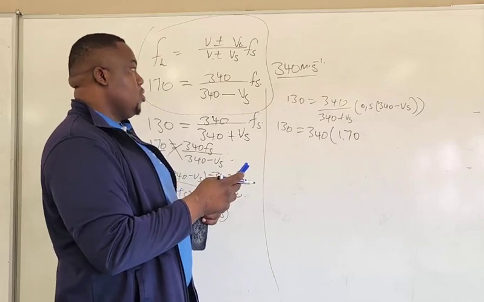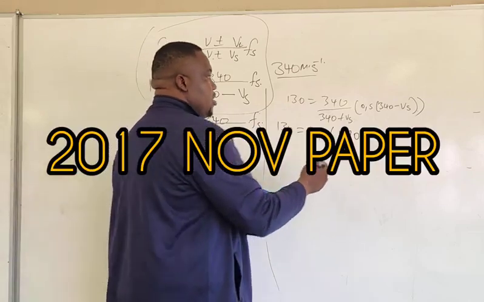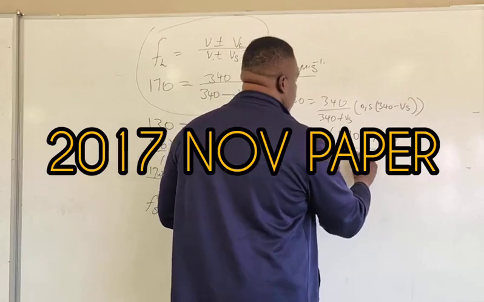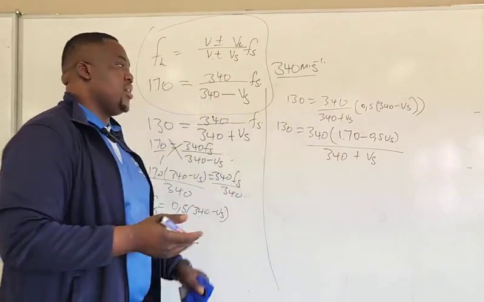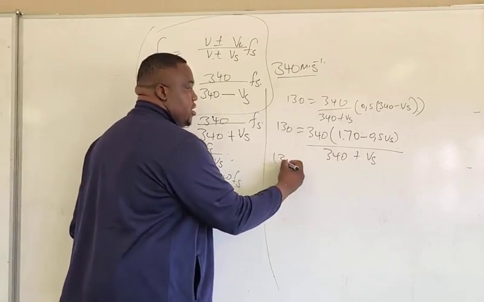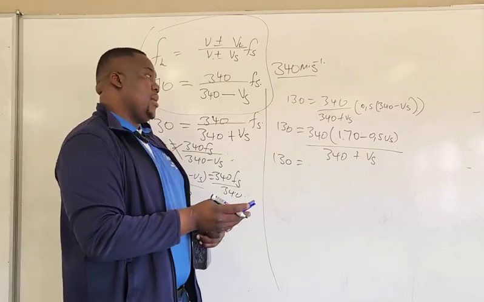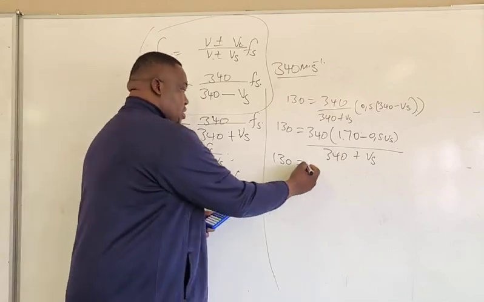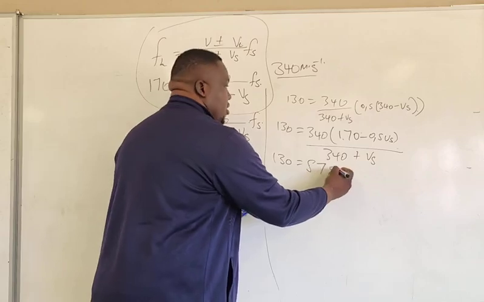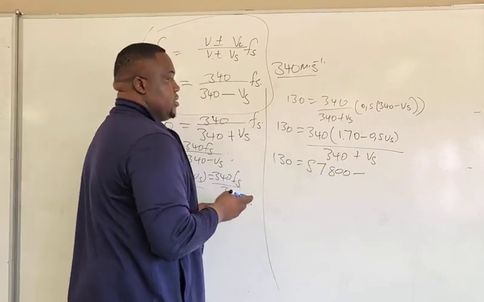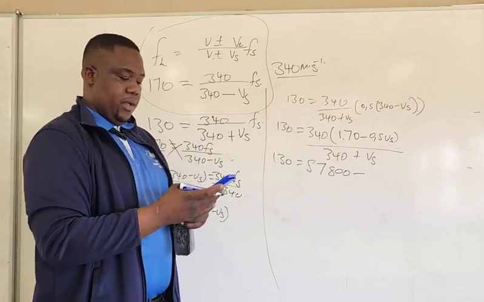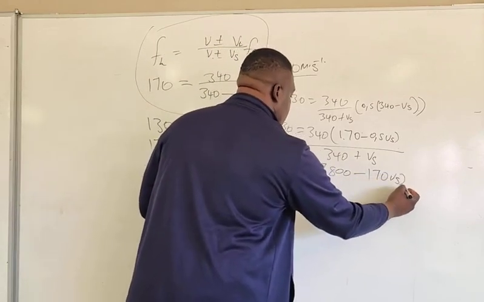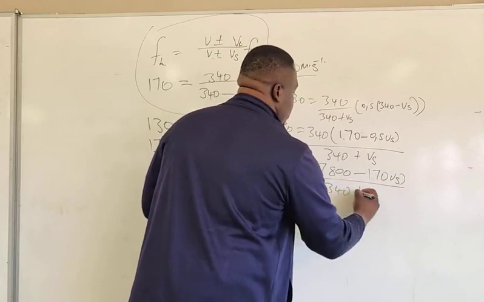Then what do we do? We have 170 minus 0.5 Vs, over 340 plus Vs. Yes, we have simplified everything. Then we try and solve. 130 is equal to 340 multiplied by 170, which gives us 57,800, minus 340 multiplied by 0.5, which gives us 170 Vs, over 340 plus Vs.